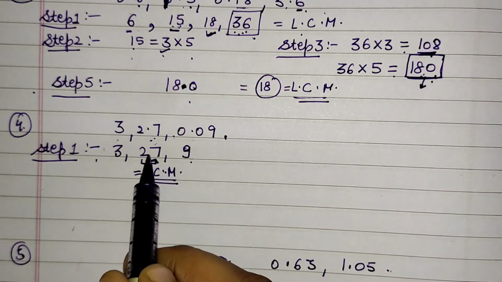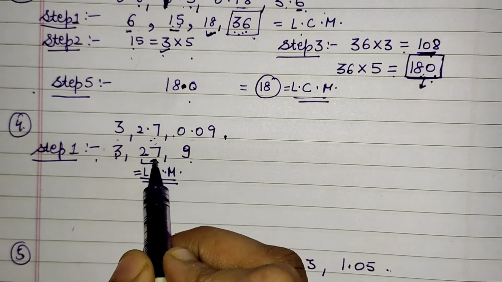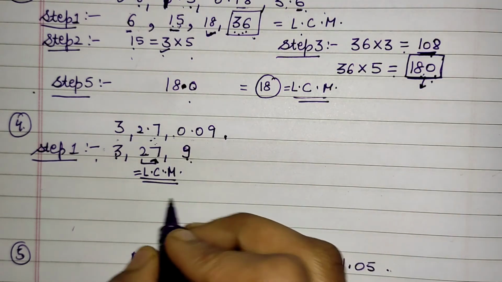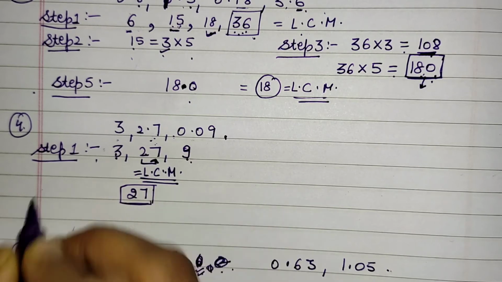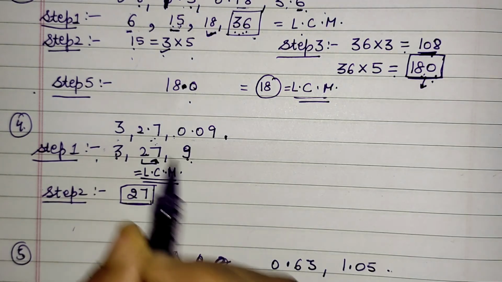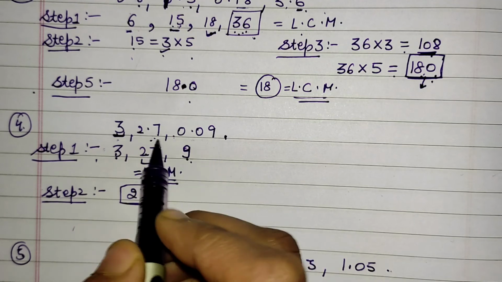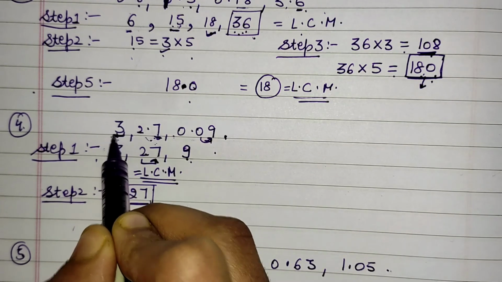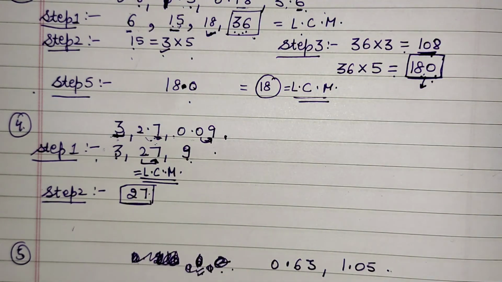Now check that 27 is divisible by 3. Yes, it is divisible by 3. Then check that 27 is divisible by 9. Yes, it is divisible by 9. So my LCM will be equal to 27. Right. Now I have to put the decimal point. So where to put the decimal? How many digits are there after the decimal? Here 0 digits, here 1 digit, and here 2 digits. So the smallest is 0. So no need to put a decimal in this case.